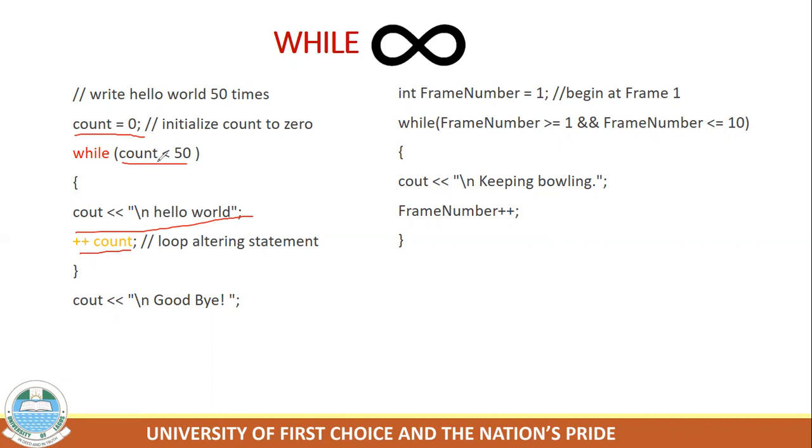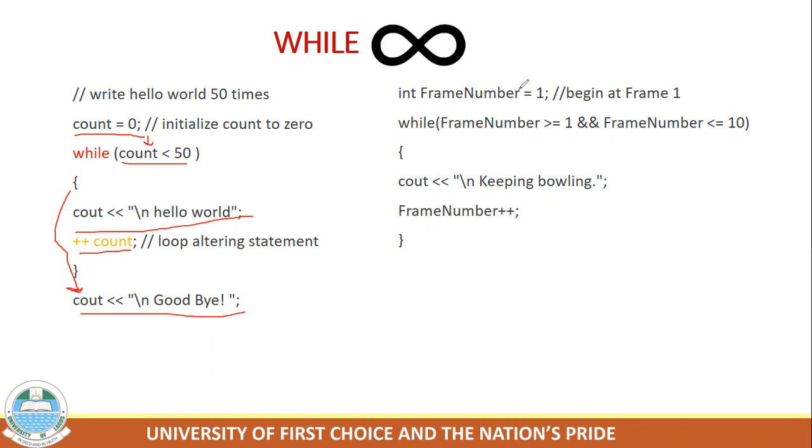Is 50 less than 50? No, this is not true. When your count is now 50, 50 is not less than 50, 50 is equal to 50. So it will exit out of this loop and come to the next statement. It has exited, so you see goodbye. That's what you will see. All right, let's look at another example here.